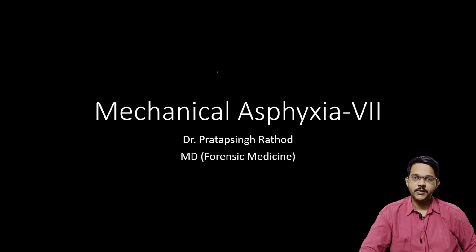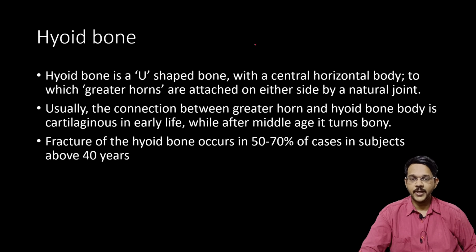In today's video, we will discuss fractures associated with mechanical asphyxia. First of all, we will discuss hyoid bone fractures. The hyoid bone is a U-shaped bone with a central horizontal body, which has greater horns attached to either side of the body. So it is like a U-shaped bone.